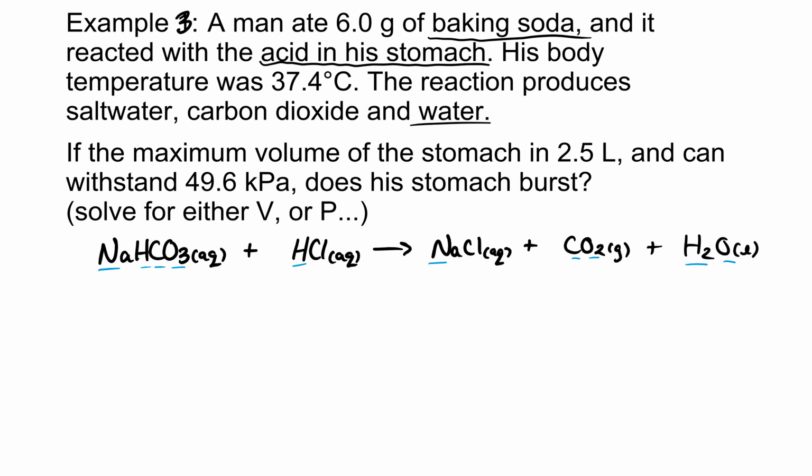So let's see. A man ate 6 grams of baking soda, so 6.0 grams NaHCO3. And it reacted with the acid in the stomach. His body temperature is 37.4 degrees Celsius. The reaction produces blah, blah, blah. If the maximum volume of his stomach is 2.5 liters and can withstand 49.6 kilopascals, does his stomach burst? So the hint here is to solve for either V or P.